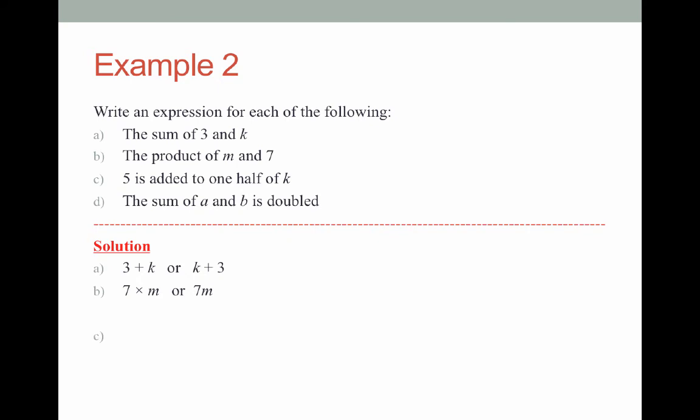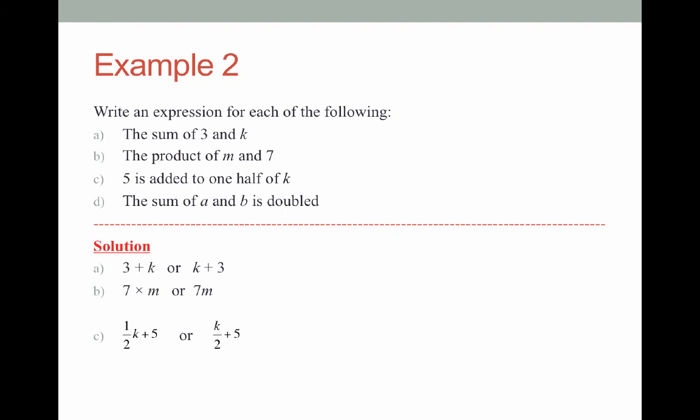Now for C, it says 5 is added to 1/2 of k. So we need to work out how to write 1/2 of k and then add 5 to it. So we could have had a half with a k next to it, plus 5. Or if you know your algebra and you know the way to write things, you can also write it as k over 2, which means k divided by 2. And when you halve a number, you know you divide it by 2. So k over 2 plus 5 means that 5 is added to 1/2 of k.